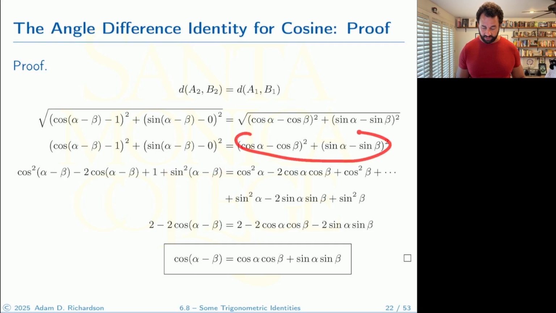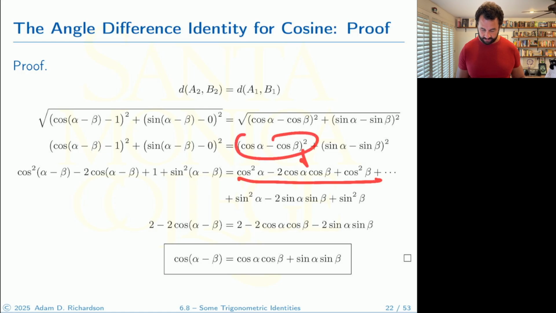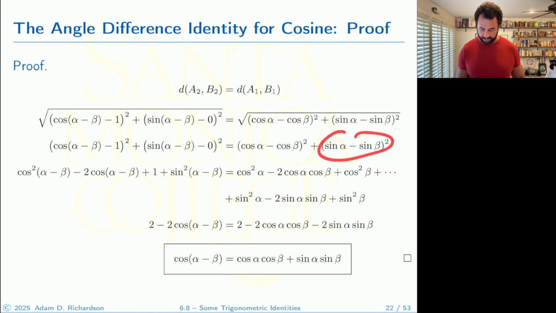Now, this side's going to be a little bit messier, and this is the part that takes two lines. So when you FOIL this out and FOIL this out, you'll get this, and you'll get plus this. That's it. Okay.